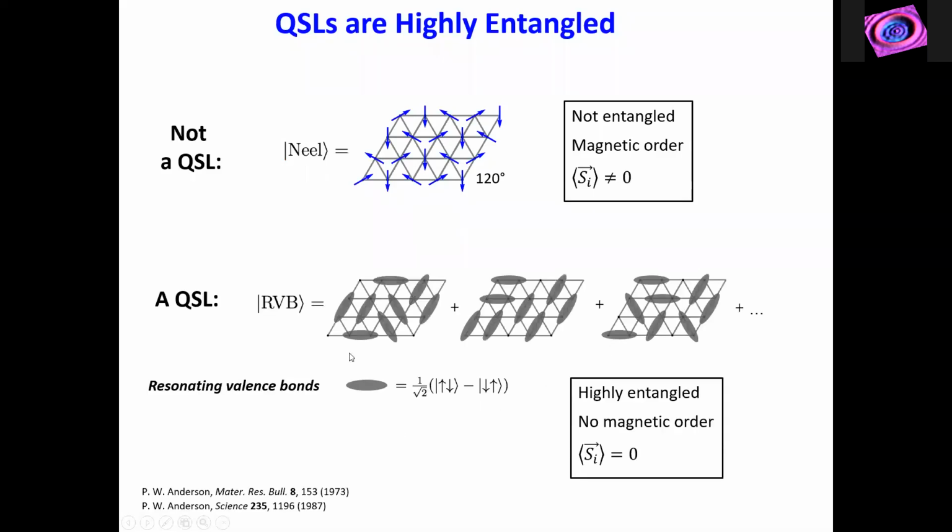But let's consider a different state, the resonating valence bond state that Phil Anderson came up with in the early 70s.